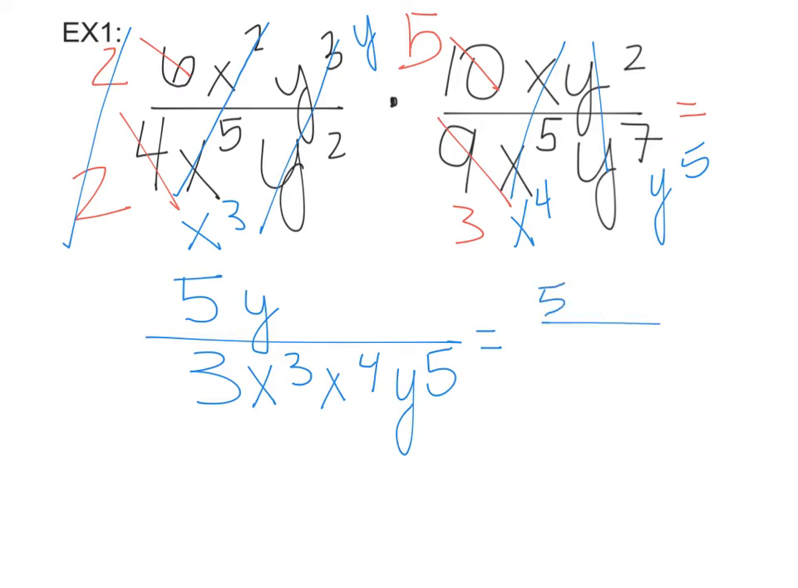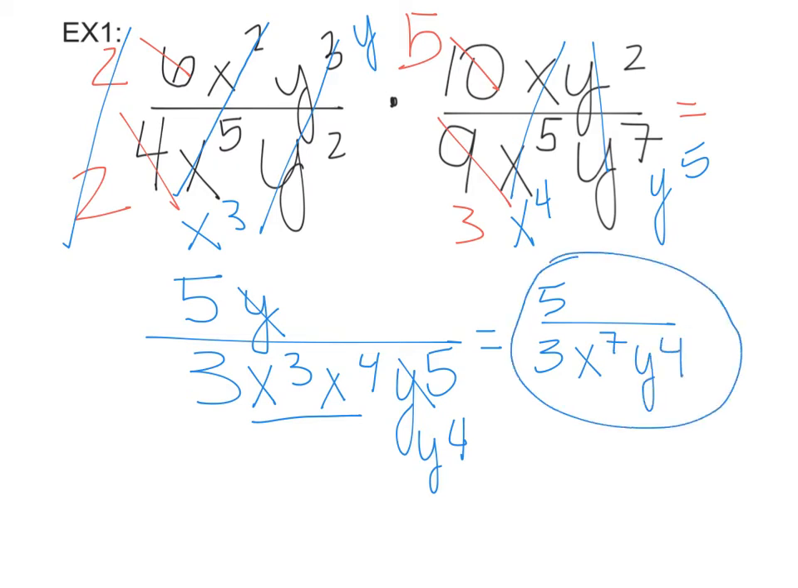So I have 5 over 3. And then with the y's, y to the 1st over y to the 5th, that leaves me with y to the 4th in the bottom. And then these x cubed and x to the 4th, if I multiply the variables, I add the exponents, so that leaves me with x to the 7th. And then I have that y to the 4th. So this is my ending solution.